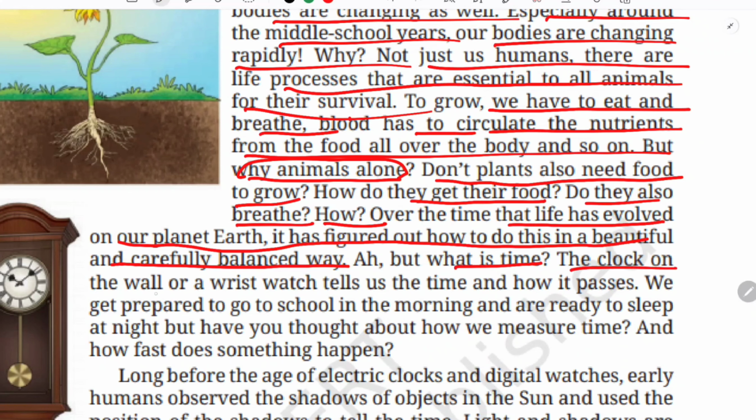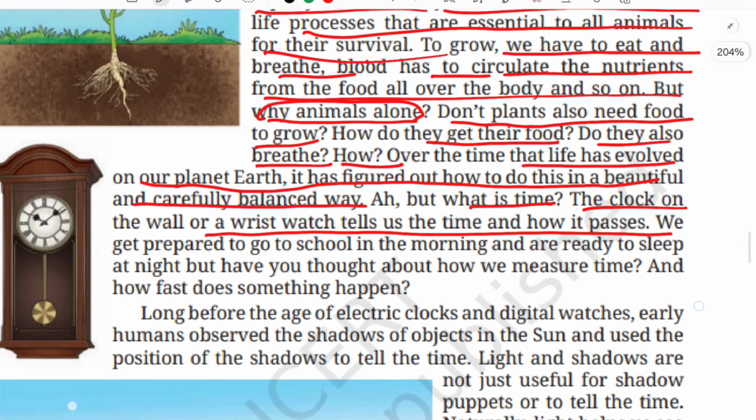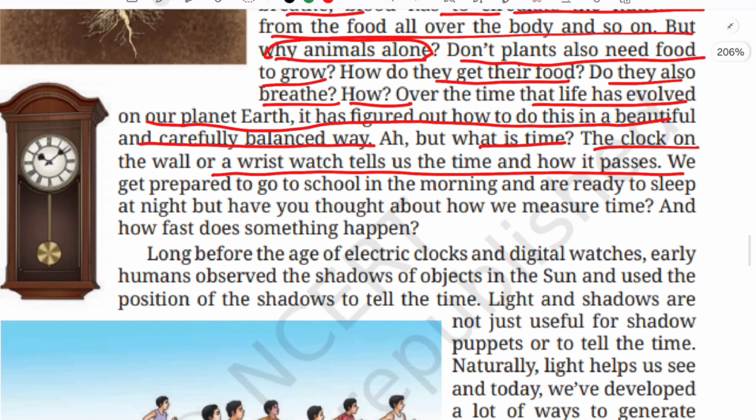But what is time? The clock on the wall or the wristwatch tells us time and how it passes. So when you are asked what time it is now, you can simply say, it is 10 a.m., or 2 p.m., or 3 p.m., isn't it? But before, it was not like this, isn't it? Before the invention of clocks. So we are also going to learn about that. There will be a separate chapter where you are going to learn about time and all.